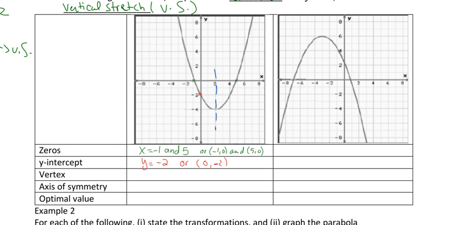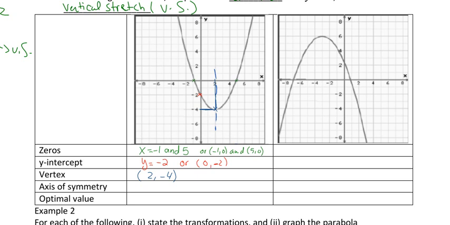Where is your vertex? What is it? X first. What's the x? (2, -4). So when you're writing your vertex, you have to be careful. X goes first, y goes second. So it's (2, -4).